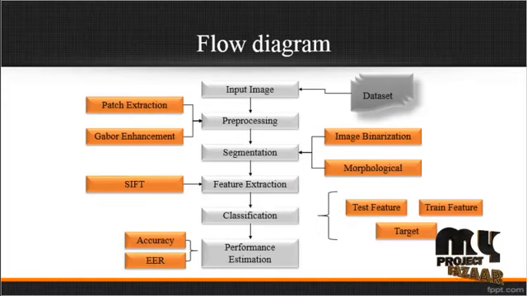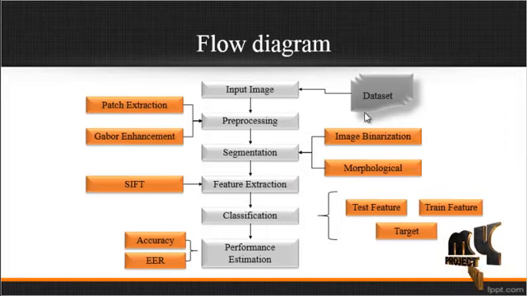Now we are going to discuss the flow diagram for the process. This is the overall flow structure for the process. At first, the input image is taken from the dataset. The dataset is the folder which consists of several input images. After getting any one input image from the dataset, the pre-processing is carried out.